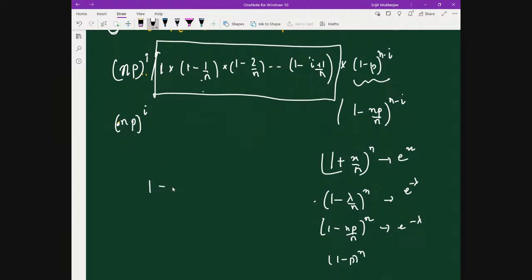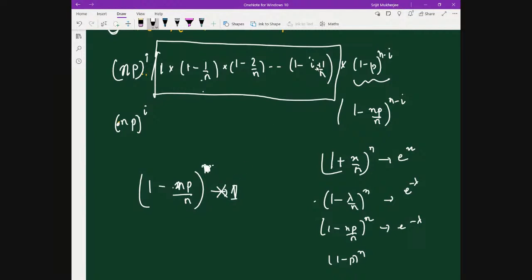So what does it mean? If i is very large, you can do it like this. We can do np minus np by n. This doesn't go to 0, right? This does not go to 0. This does not go to 1. It goes to 1 minus p, right? np by n goes to 1 minus p.